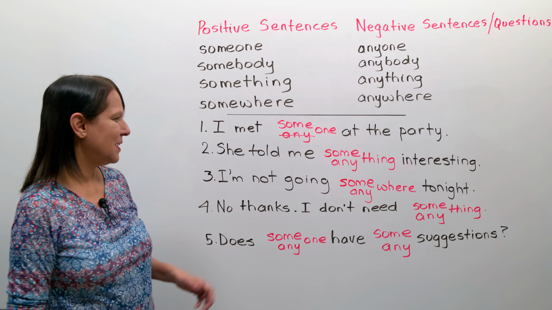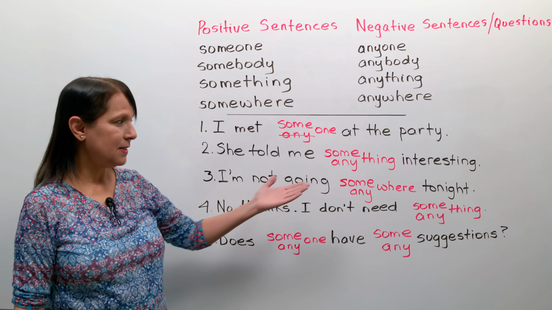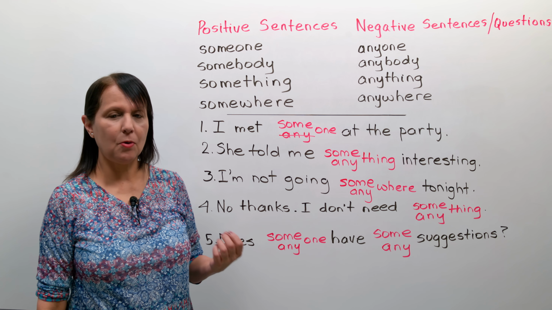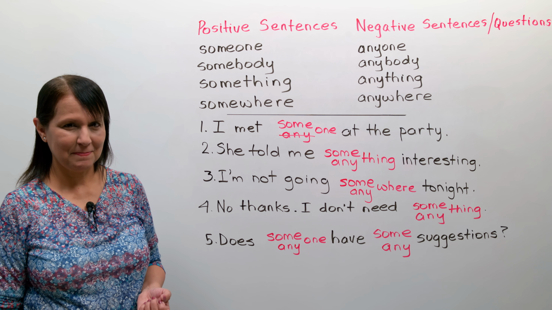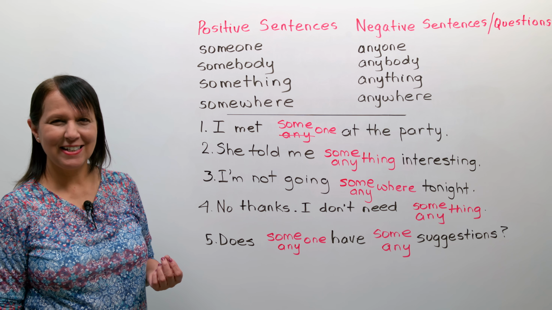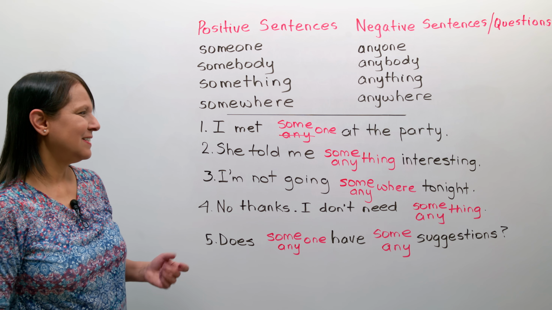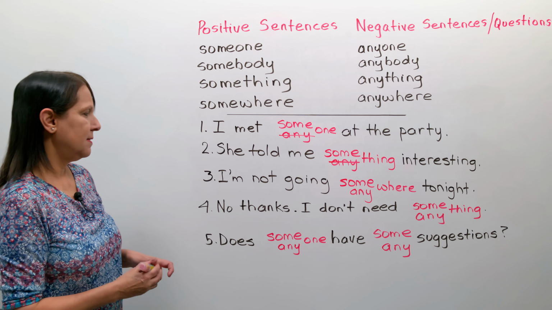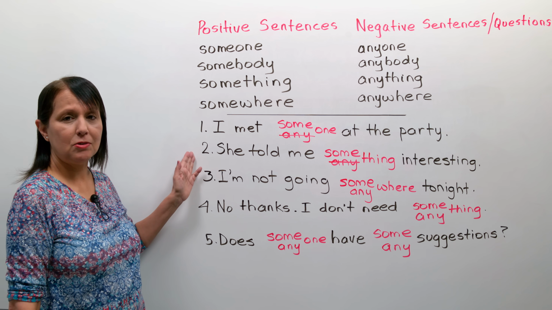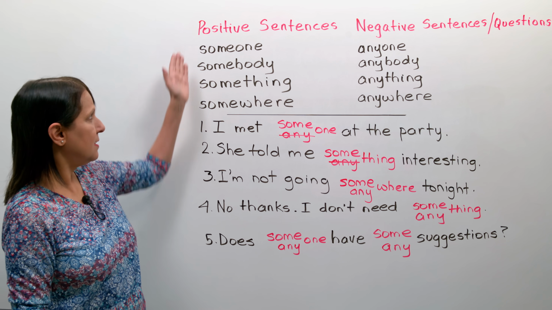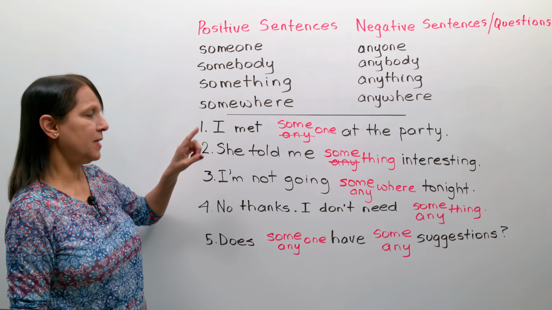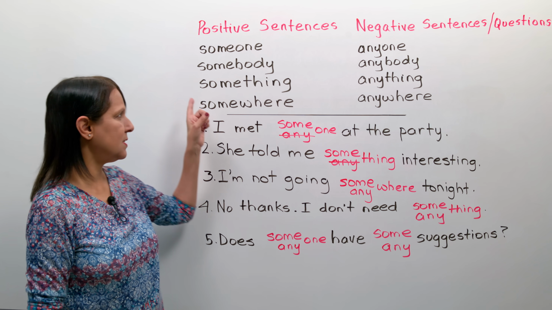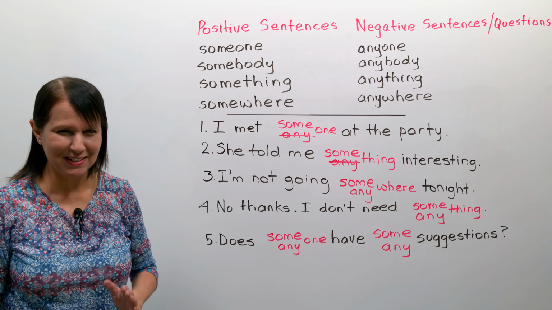Okay, number 2. She told me blank interesting. So do we say something interesting or anything interesting? She told me something interesting. Why? Again, because, is this a question or a sentence? It's a sentence, right? So positive sentence. Oh, sorry, it's a sentence and it's a positive sentence, right? She told me something interesting. All right, something is on the positive sentence side.